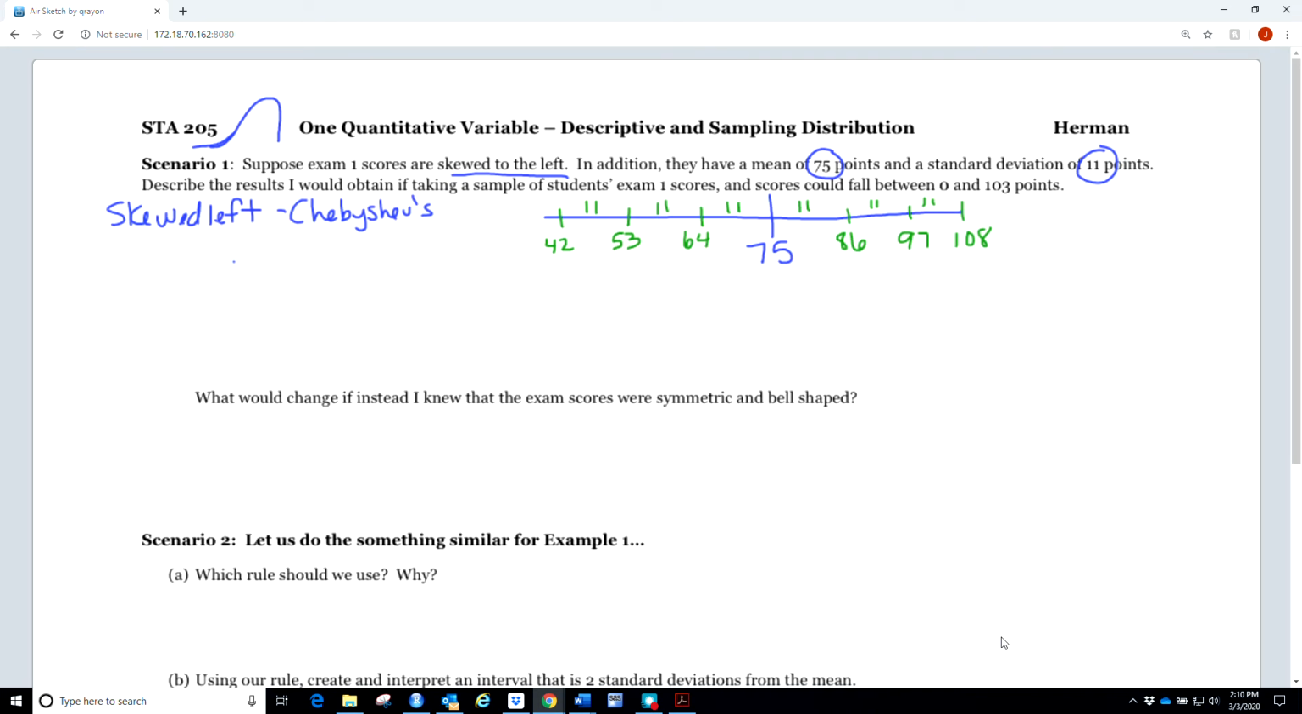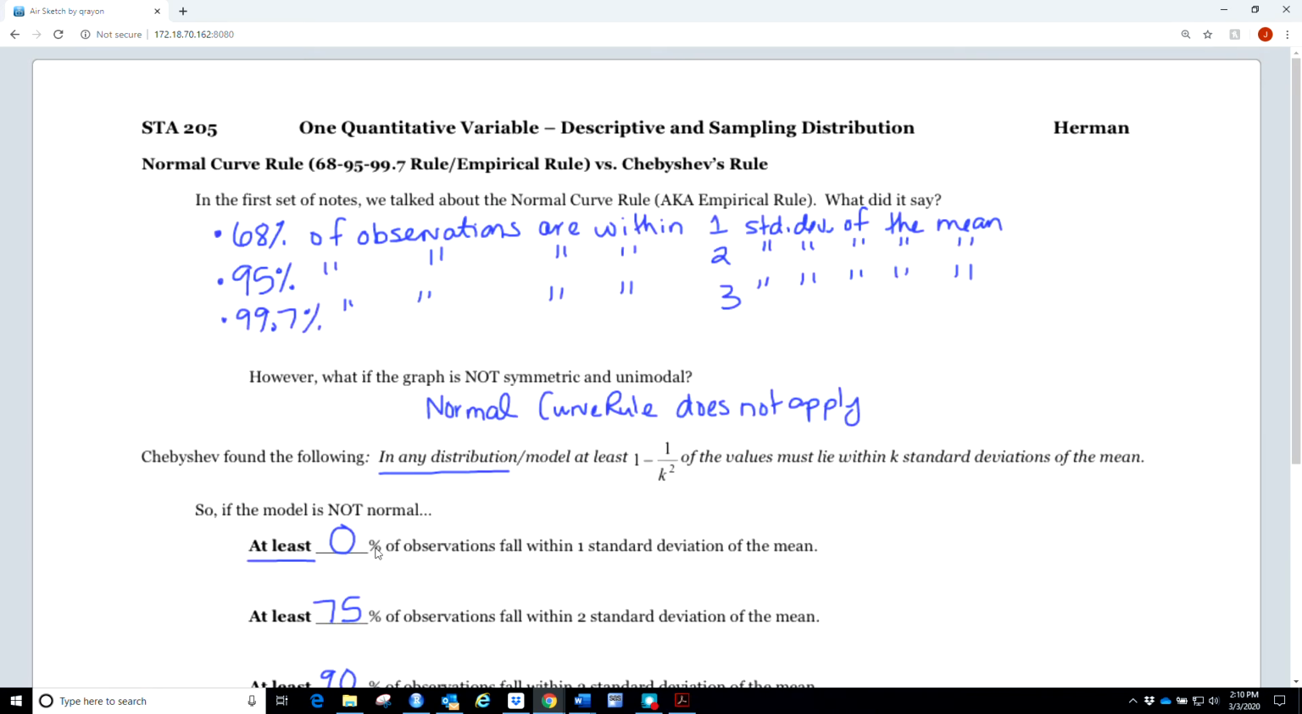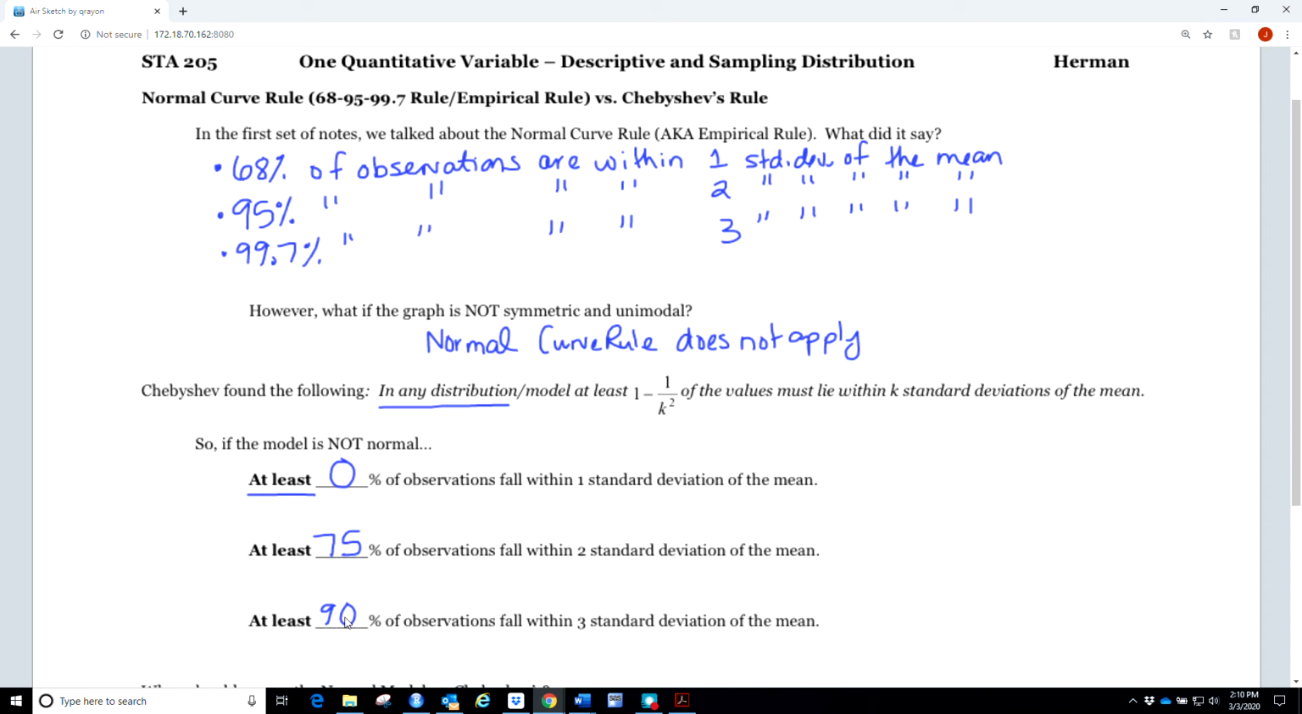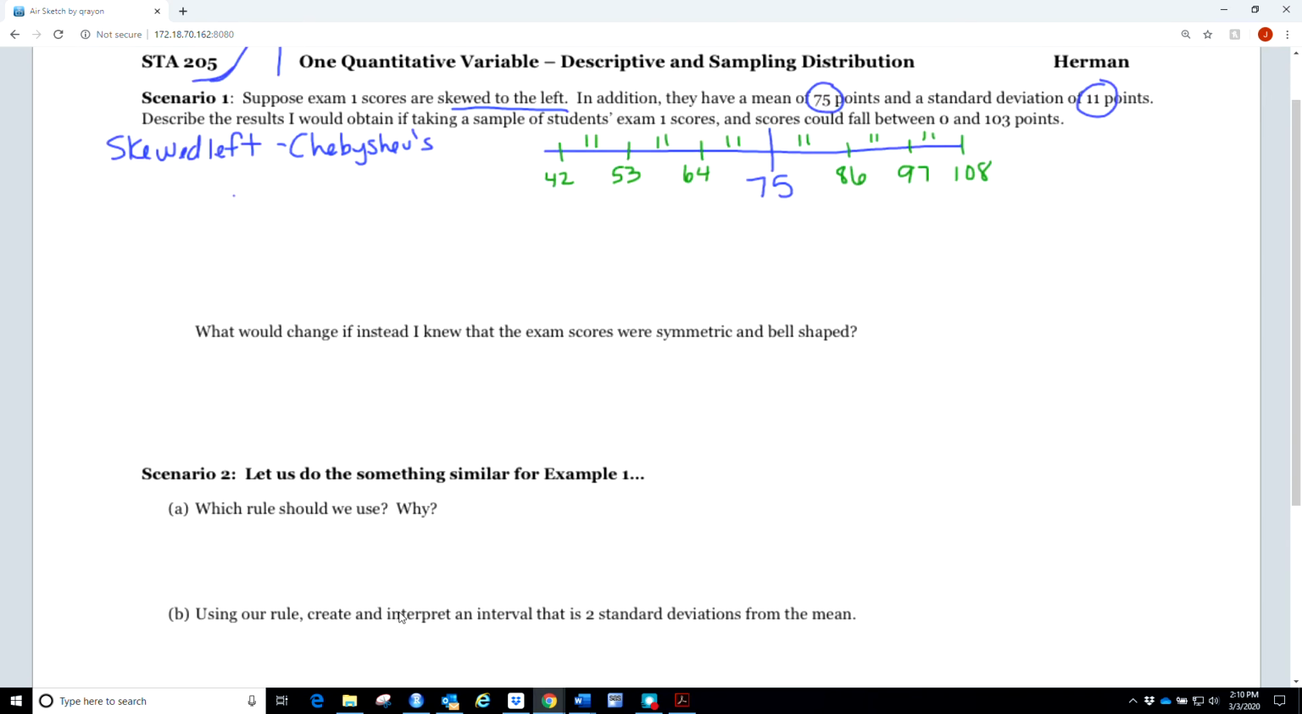So we already discussed that Chebyshev's rule is the one that we want to use. What we also learned is that when I go out 1 standard deviation with Chebyshev's rule, I'm not really getting any useful information. So I'm not going to bother even reporting this one for Chebyshev's rule. I'm just going to do the 2 and 3 standard deviations out. So let's first find those on our picture. My 2 standard deviations out is going to be from this 53 to 97. And then my 3 standard deviations out is going to be this 42 to 108.